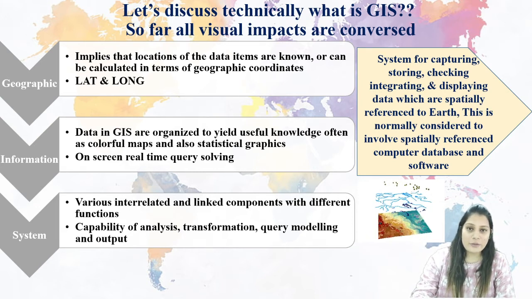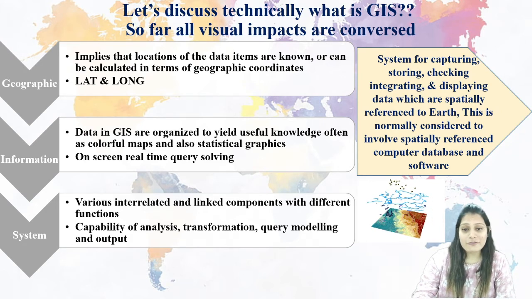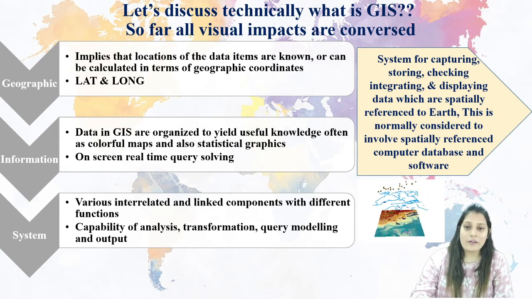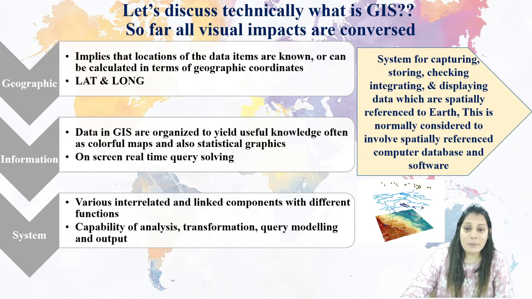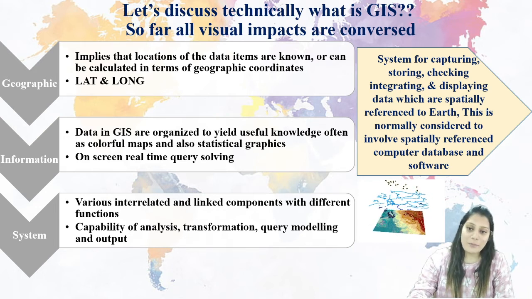Similarly, the word data in GIS is organized to yield useful knowledge, often as colorful maps. So we need to have some information out of it. We have gathered the data, now we need to get the information out of it. See the image I have shown on the right-hand side corner, the moving image. You can see how the map is shown. The points you can see, the lines you can see, that is the database I have input into it. And then you can see the final output is the map, right?